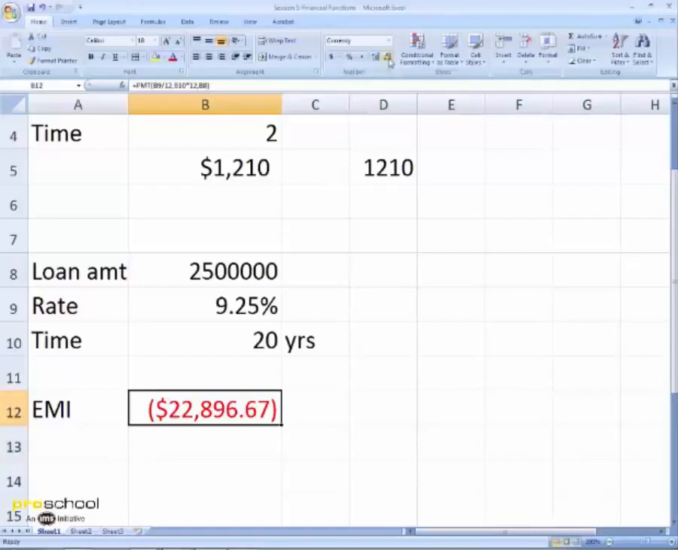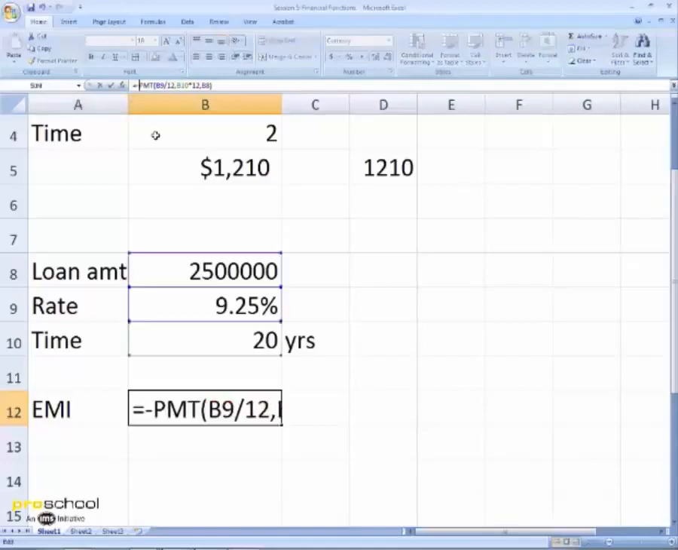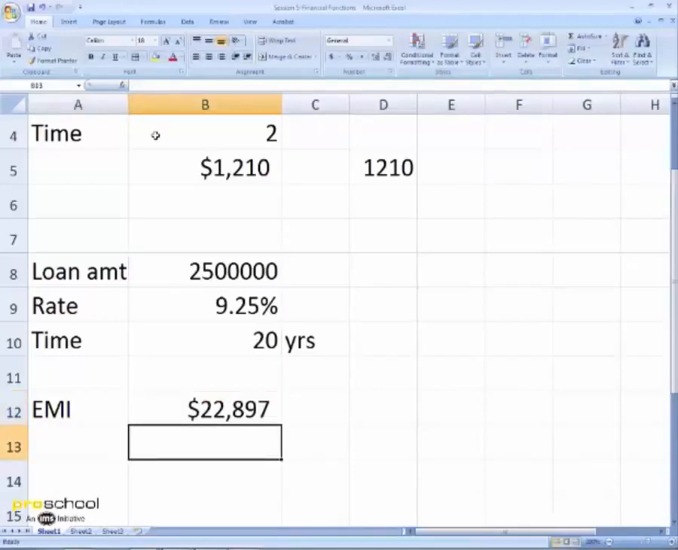If I just remove the decimals, and again, no prizes for guessing the negative sign: initially you took the loan from the bank, the money came to you, so it was positive. The EMI you are paying, money is going out from you, so it is negative. If you don't like the negative sign, just put a minus sign, and that's your PMT value, the EMI value.